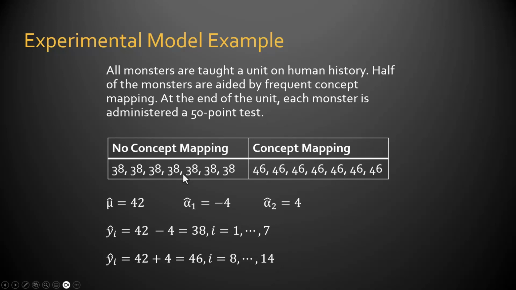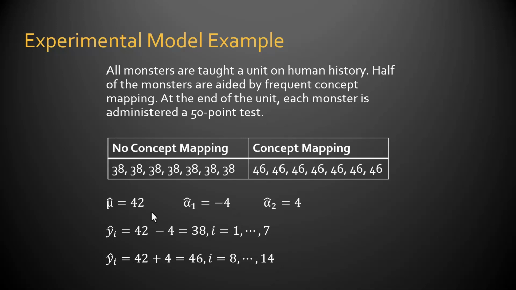If you were to take those 14 scores and average them, you would get an average of 42. So here my best estimate of the population mean is 42, the average of all the scores, and that's now going to be my baseline. What is the effect of no concept mapping? The effect of being in the no concept mapping, which again is an estimate because I'm not using all possible monsters there. I haven't used the ones that are over here in concept mapping and the no concept mapping. I've only used these 7. So I have a hat on this. My alpha hat for the first condition is -4. Why? Because 38 is 4 below 42.